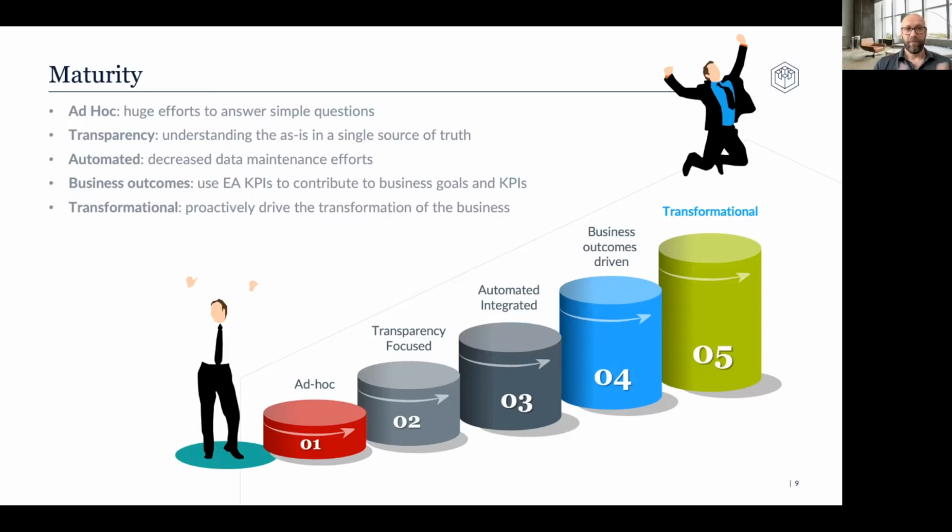So some people use ad hoc, so that's level 1, right? You have huge efforts to answer simple questions. Information is distributed, it's hard to get any answers, it's a huge amount of effort to get anything done. And there's lots of failures, right? So when you start to make changes to your application or technology portfolio, things fall over because you don't know what you don't know. So then you get to level 2.